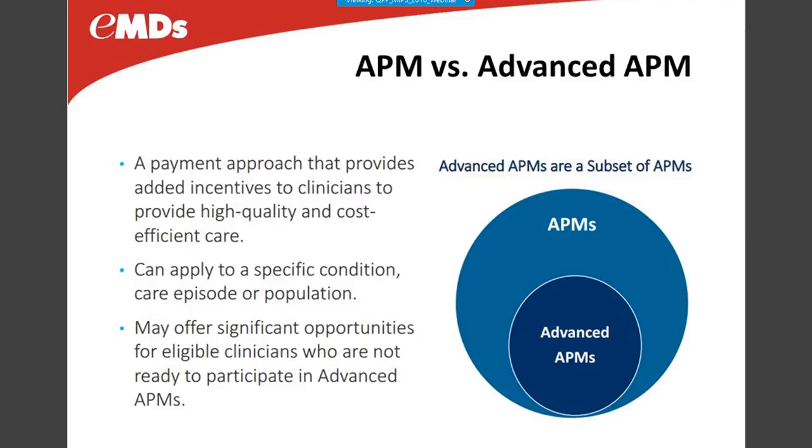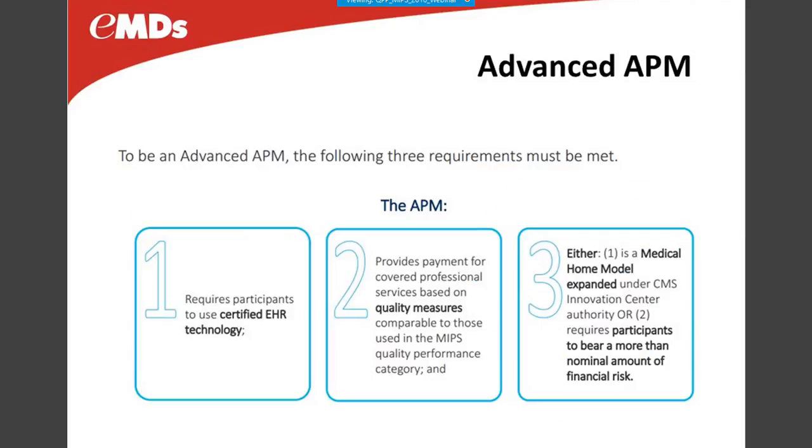But something to keep in mind is that advanced APMs are a subset of just the average alternative payment model. So if a clinician selects to go the APM route for reporting, it's very important to understand all the details of the APM and to make sure that it is an advanced APM if it's being used as a reporting method to exempt a clinician from the MIPS program. So an advanced APM requires a certified EHR technology. They require the providers to submit quality measures, and each APM is a little bit different.